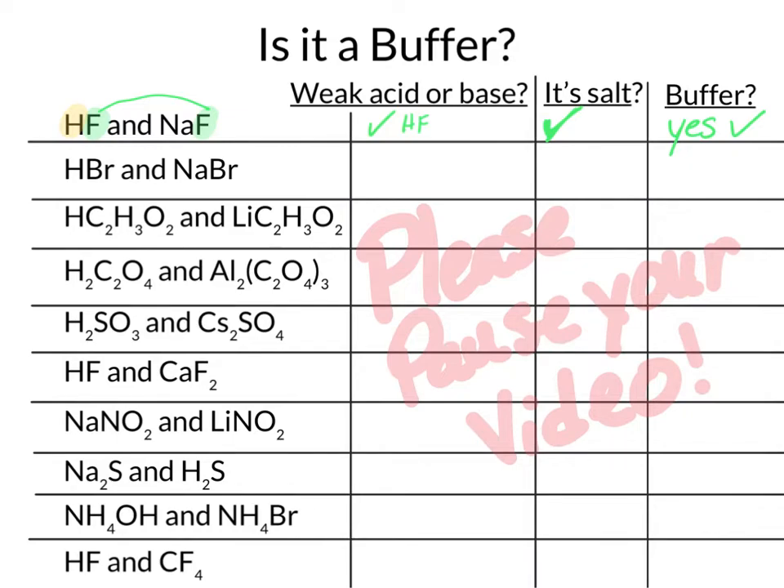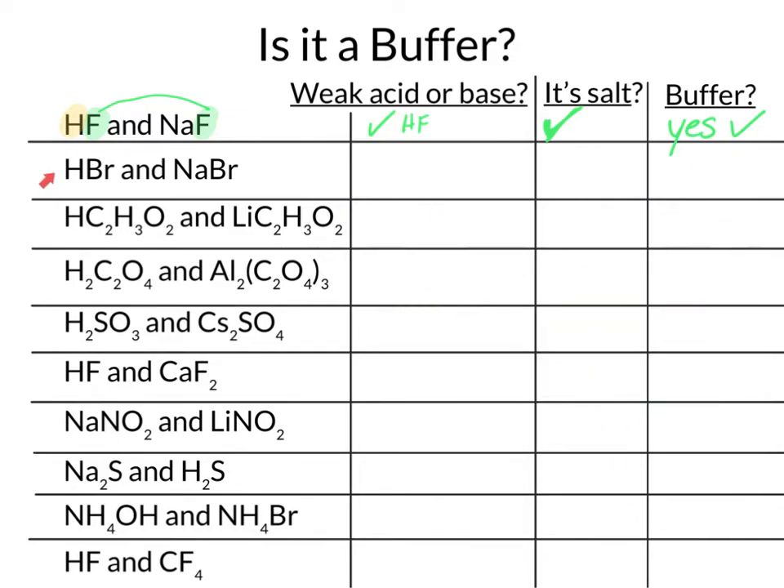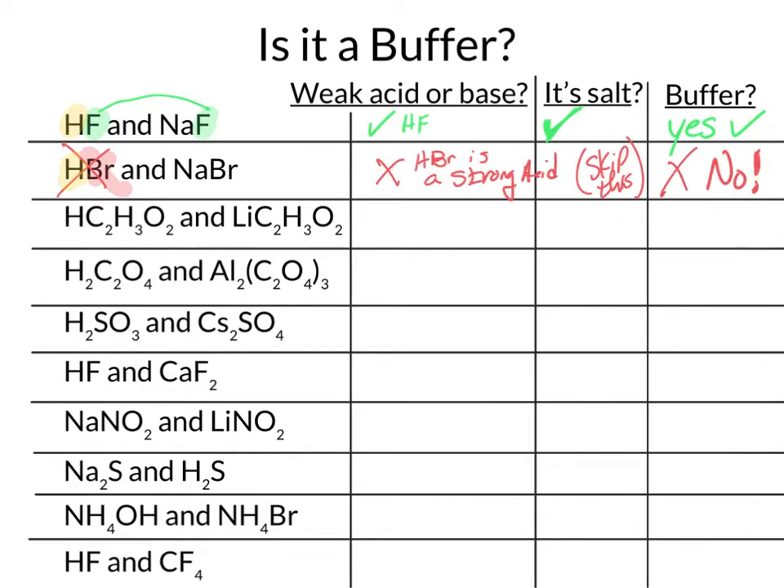Okay, so let's start with HBr and NaBr. So the first question, do we have a weak acid or weak base present? I see HBr, which is an acid, but this one is a strong acid, so we do not have the weak acid or weak base present, so immediately we know that this is not a buffer. Now let's look at HC2H3O2 and LiC2H3O2.